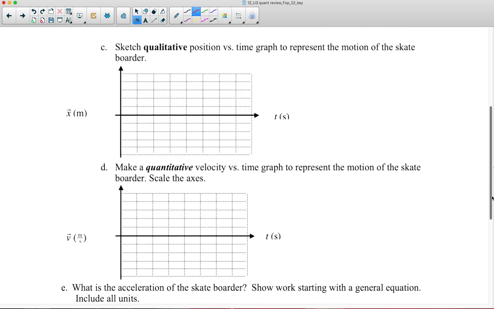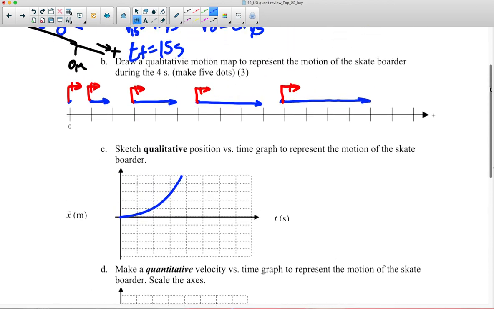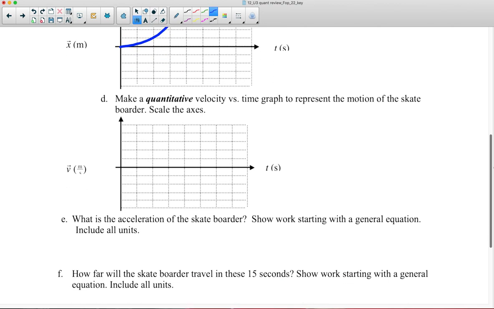Next up, we just need the shape of a position versus time graph. We've had the wheel and axle lab and the speeding up, slowing down lab, so we know this is going to end up with a top open curve for our position versus time graph. For your velocity versus time graph, we need to make it quantitatively accurate. Now, our biggest velocity is 9 meters per second, and our biggest clock reading is 15.